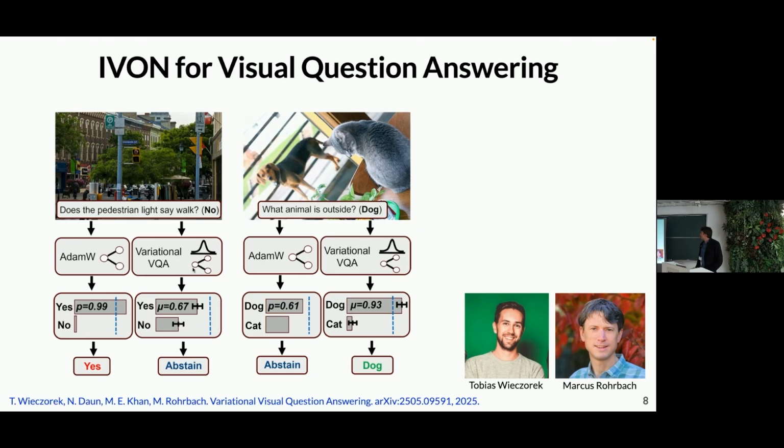And if you train with this IVON optimizer, you actually get more calibration. Okay, it still says, yes, it should walk, but it's actually below a certain threshold. And then the model can abstain from answering and say, okay, I'm uncertain. So I actually don't know what this light says. And the opposite situation is also possible, that the Adam model is uncertain when it's clear that outside there is a dog. And it also provides a better calibration in the other direction, that it can give the correct answer in a very certain situation.